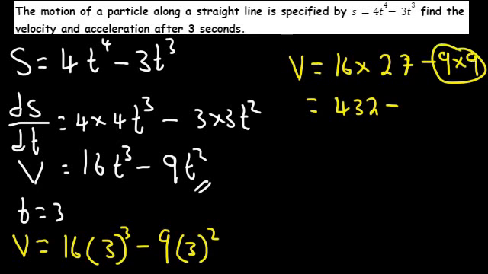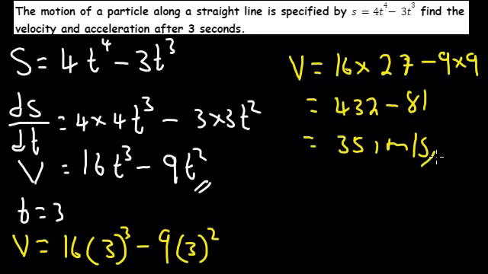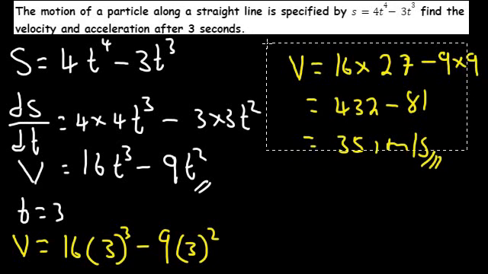Then 9 times 9 just gives us 81. And if we subtract 81 from 432, then we got 351 meters per second. Velocity is measured in meters per second, and that will be our velocity after 3 seconds. Now, what about the acceleration?